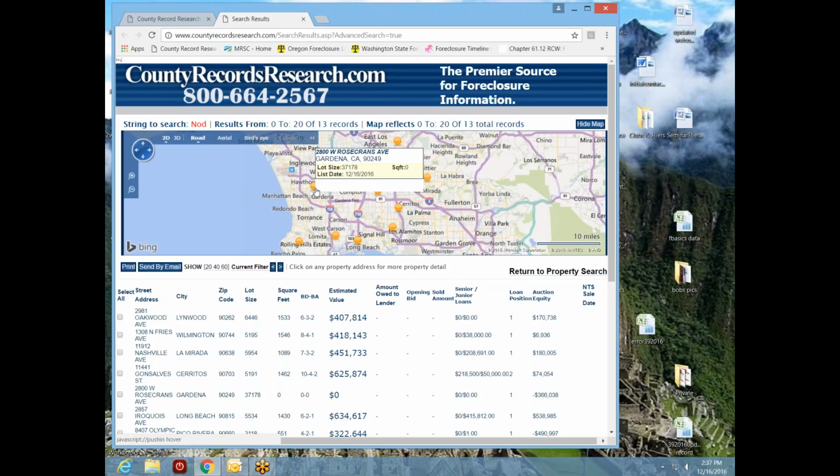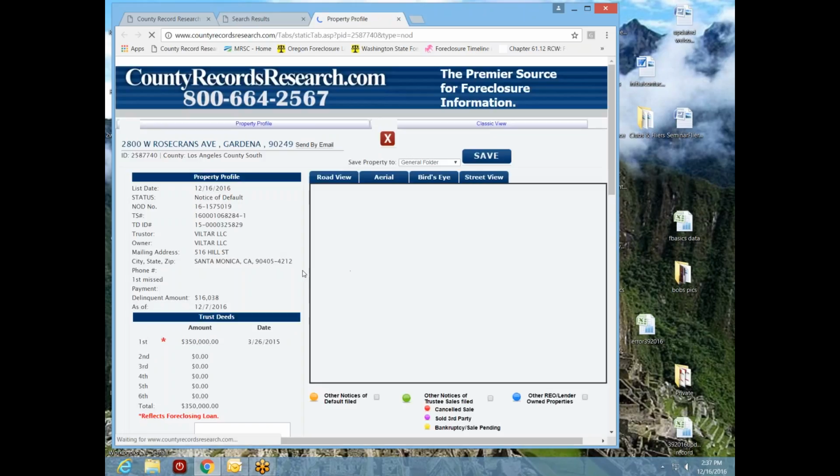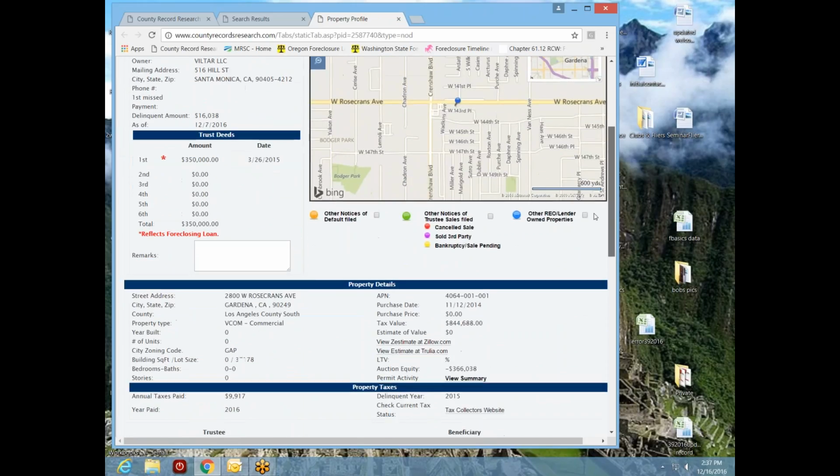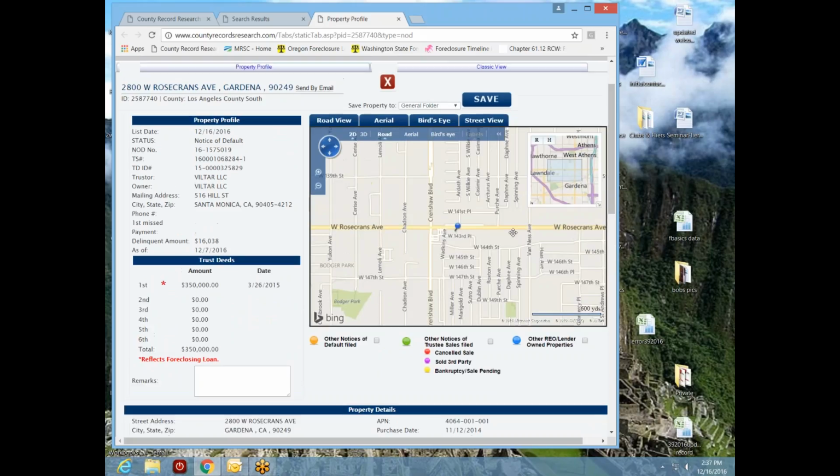Now this is kind of odd. It gives me a lot size but no square footage, so this might be vacant land. Obviously if it has a square footage, that's for the actual developed building on the property, whereas lot size is just simply the land. So if I click on the address, I'll open the profile. And what do we have here? We have a property near the intersection of Rosecrans and Crenshaw. If I scroll down a little bit, my property type looks like VCOM or vacant commercial. So this looks like this is a vacant lot.